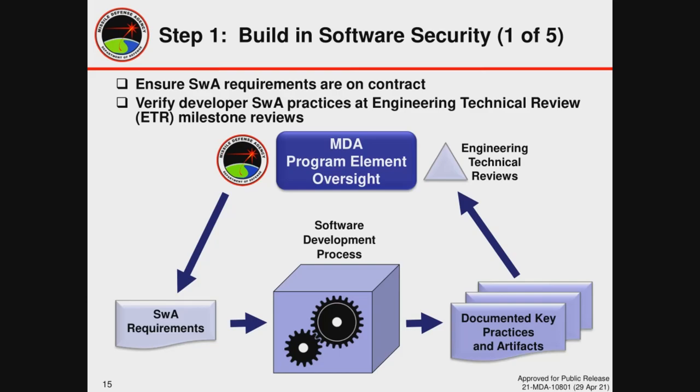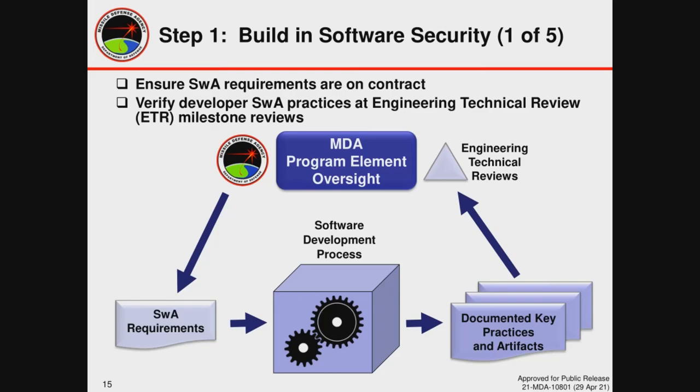The next item at the 6 o'clock position represents the developer's software factory, or the developer's software development process. Coming out of that process should be those documented key practices and artifacts that represent the proof that the levied requirements were actually performed by the developer. At the 1 o'clock position, the engineering technical reviews represent the major milestone reviews that demonstrate to all the stakeholders that the development effort was done to our satisfaction. And lastly, at the 12 o'clock position, I'm showing that the program element manages the oversight and is engaged over the entire effort.